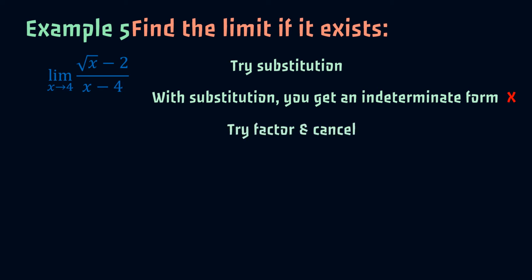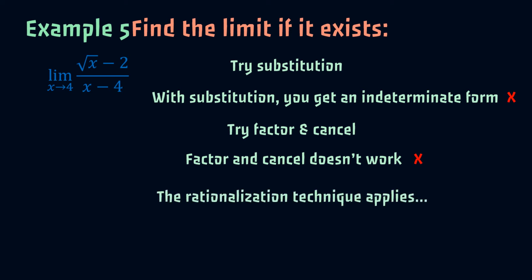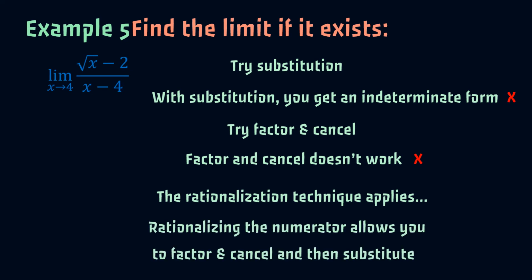Let's see if the factoring and canceling technique works. It's obvious that the square root of x minus 2 is not factorable. You cannot use any factoring technique. The same happens with x minus 4. So the factoring and canceling technique doesn't work. So what we can do in this case is to rationalize. We can rationalize the numerator, and this is going to allow us to factor and cancel and then use substitution. So let's see what rationalization means.